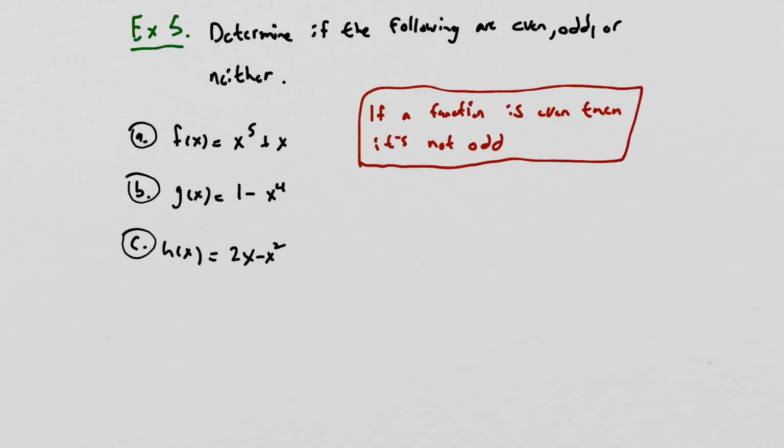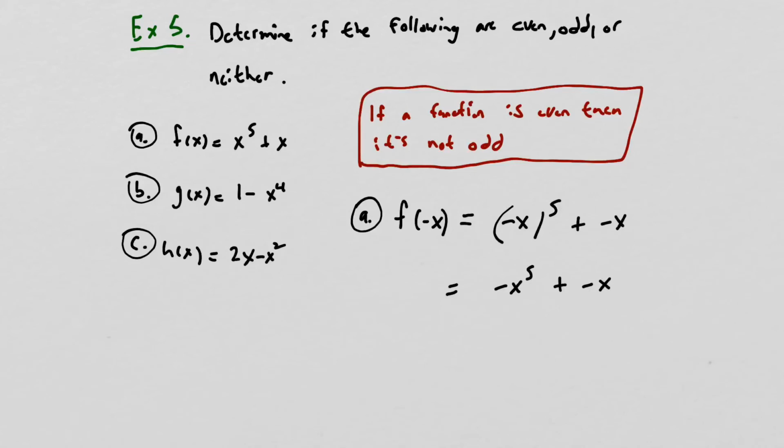So let's go ahead and look at part A. Let's check to see if this function is even. Well, we don't have to do that. Let's just look at what happens to f composed with negative x here. This becomes negative x raised to the 5th plus negative x, which is equal to negative x to the 5th plus x, pulling the negative 1 out. Which is equal to negative f of x. So in this case, f of x is odd.